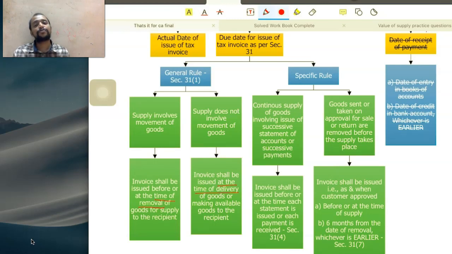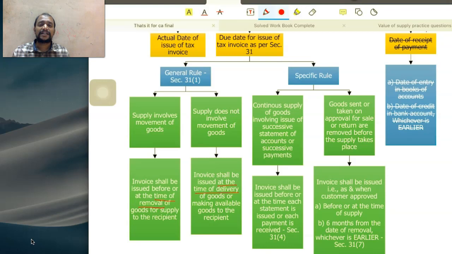Or I may bring the goods to your location. At the time when I am bringing goods to your location, I don't know whether the quantity will be sold or not. Even you don't know whether you will be purchasing or not. So I am bringing the quantity to your location and you purchase it. So once you purchase it, thereafter there is no movement. So supply does not involve movement of goods. So supply involving movement of goods, at the time of removal. Supply does not involve movement of goods, at the time of delivery. This is the due date of invoice.